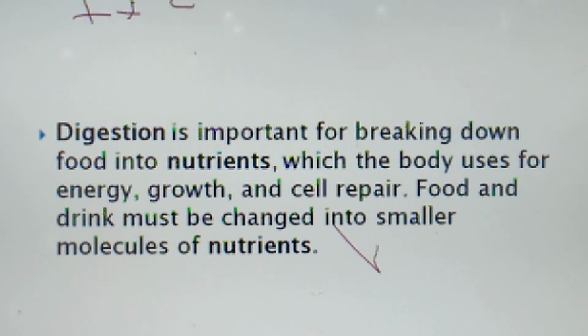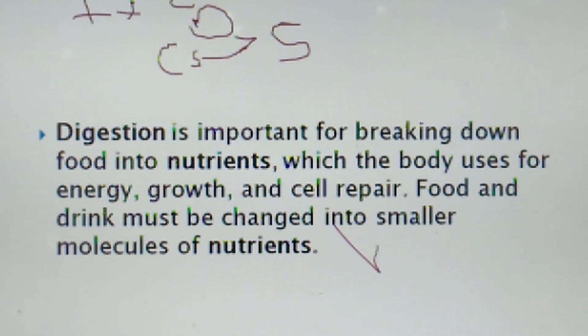So through food we are getting the energy. Food is a complex substance. These complex substances are converted to simple substances, and then only the cells can absorb the simple substances. This process we call digestion.